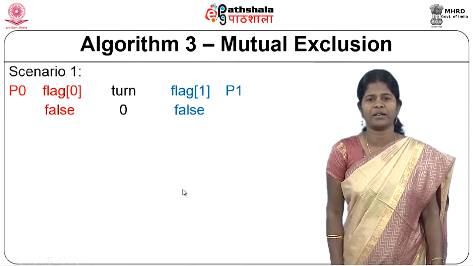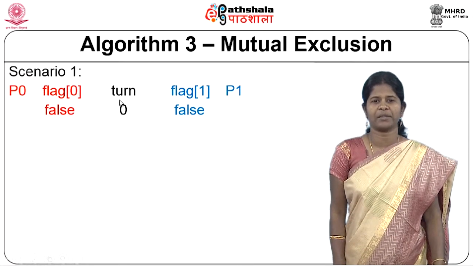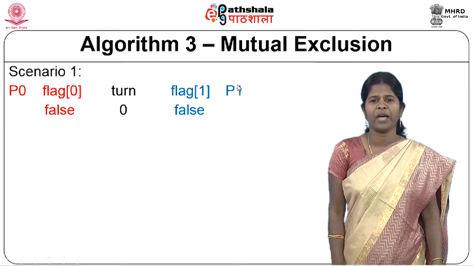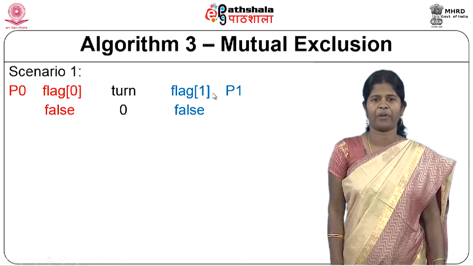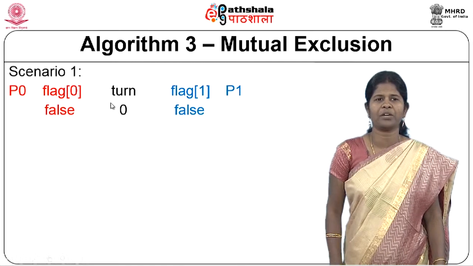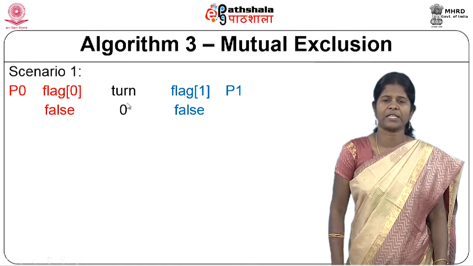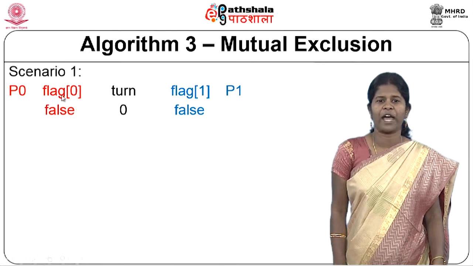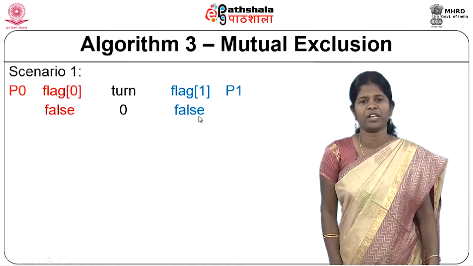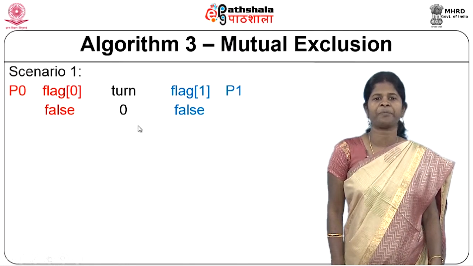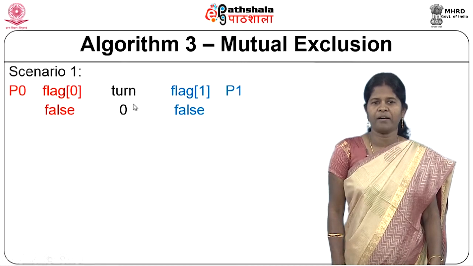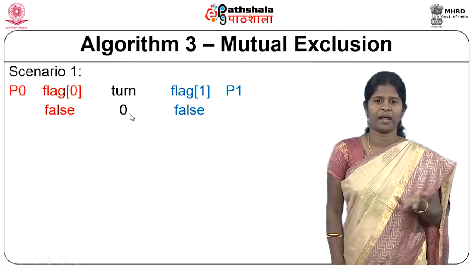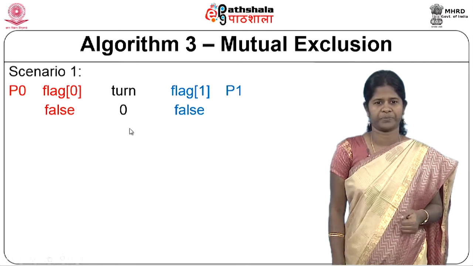So, we consider a scenario first. You have two processes P0 and P1, and P0 has this variable flag of 0 and P1 has this variable flag of 1. And there is this common variable turn which can be accessed and modified by both processes P0 and P1. Initially, for flag of 0 the value is false, and for flag of 1 the value is false. This is the initial value that has been set. And for turn, the initial value can be either 0 or 1. Here I just assume that it is set to 0.